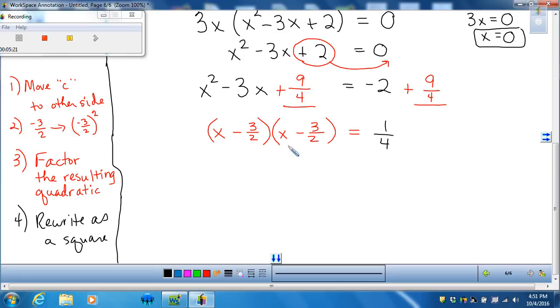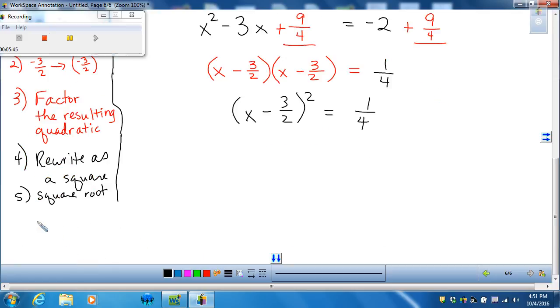So I'm going to take x minus 3 halves times x minus 3 halves, and I'm going to rewrite it as x minus 3 over 2 squared. That is equal to 1/4. Now, because it's now a square, I can square root it. So we're going to square root both sides, and then we are going to simplify. And then we'll be done.